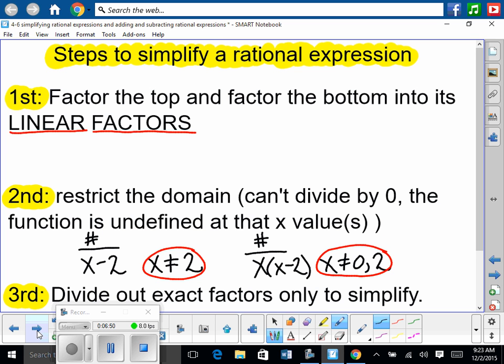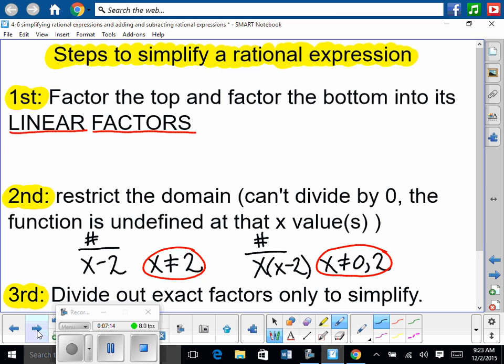So remember, the reason we restrict the domain is because we're throwing out x values that will make our function undefined. So where are x values not allowed? In a fraction. The bottom cannot be equal to 0, right? So we're going to make sure that we restrict our domain by saying x cannot equal the values that will make our bottom 0. And then once we've done that, our third step is to divide out exact factors only.